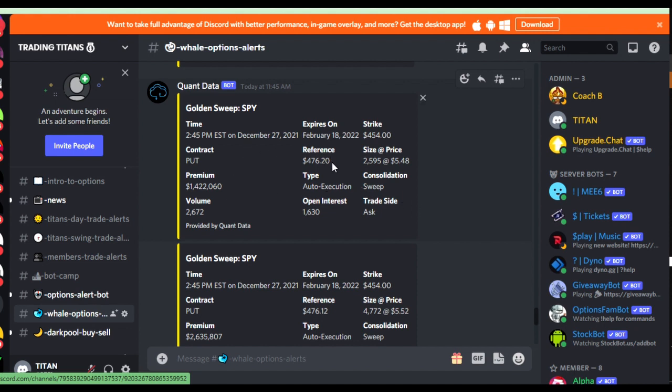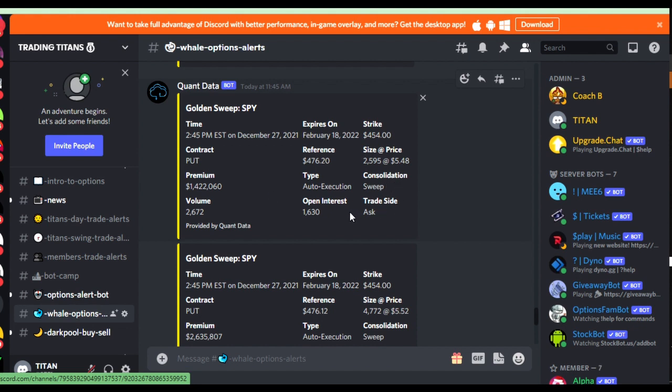Regardless, this earlier today was alerted at 2:45 p.m. Eastern time, and whoever did this play, they did an expiration for February 18, 2022. Their strike was 454, and they did a put. So they believe that the SPY is going to drop by this date, if not sooner, most likely sooner. The price that this was taken for the SPY was at 476.20. Their premium, they did a lot, $1,422,060, and they did a sweep.